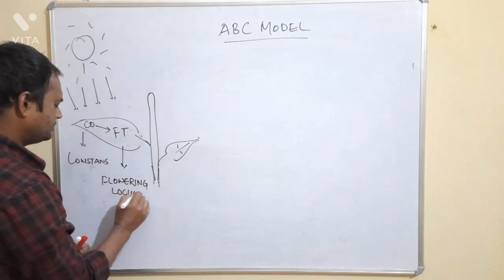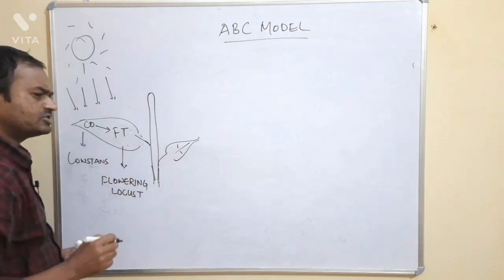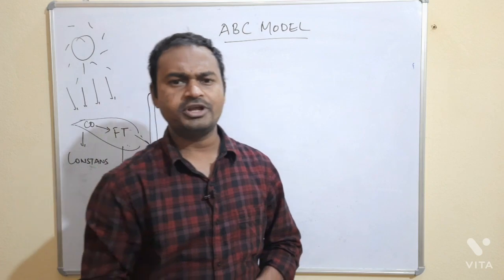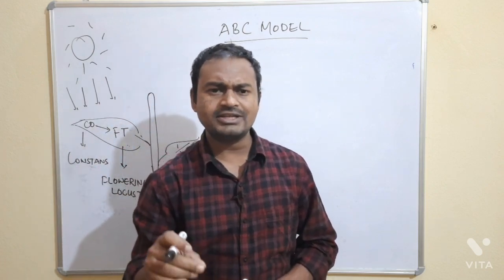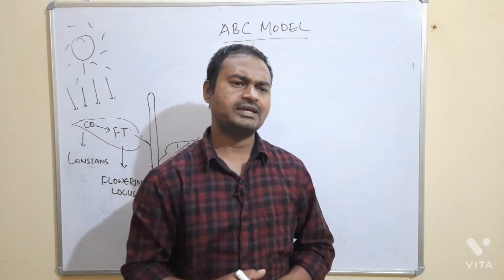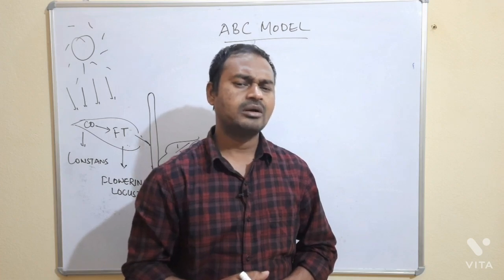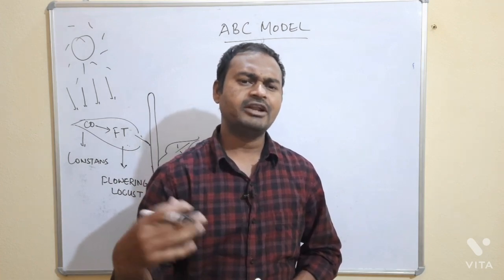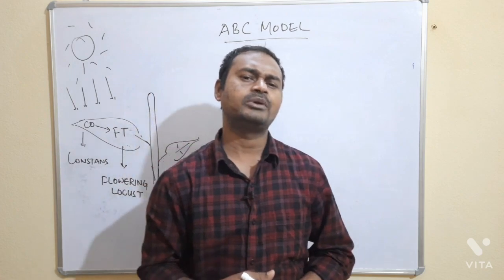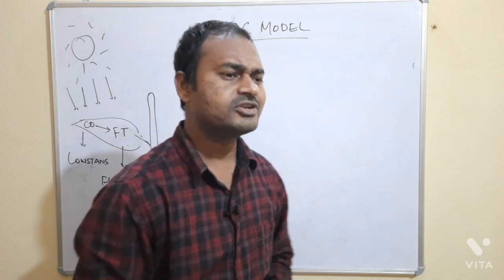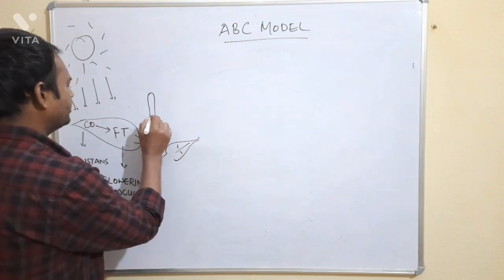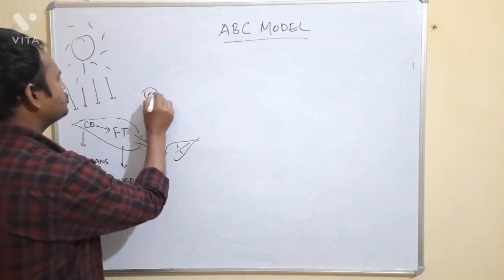Flowering locus T. Okay, so this flowering locus T protein is transcribed in the leaf, and the protein is formed in the leaves, but this protein is translocated toward the shoot apical meristem. This translocation is done with the help of the companion cells of the phloem, and it is brought to the other part of the plant, that is called the shoot apical meristem. After it reaches the shoot apical meristem via this process, FT is going, and it reaches toward the shoot apical meristem.